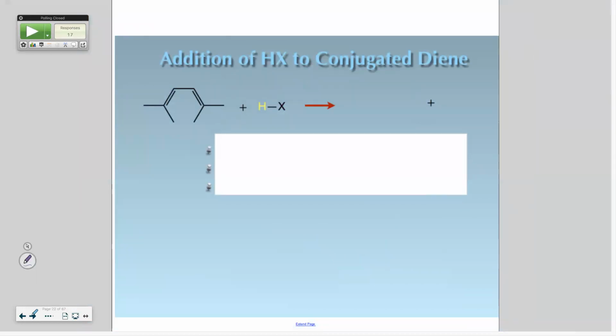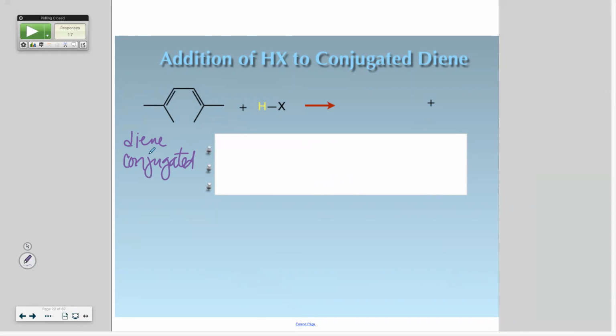Now we're going to take this compound and add HX to it. This compound is a diene, right? And it's a conjugated diene. Agree? Double, single, double.